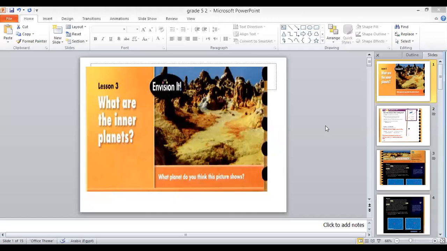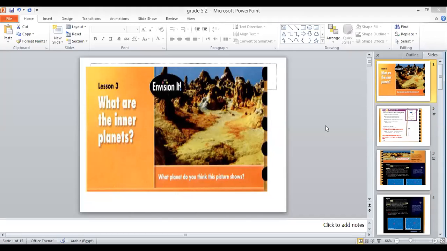Hello, grade 5. This is the fourth and the last session of this week about our lesson, What Are Inner Planets, page 276. What we are doing today, we are going to summarize the lesson. Also, today we are going to solve the questions at the end of the lesson. This is for assessment. I will remind you about what we have studied this week.